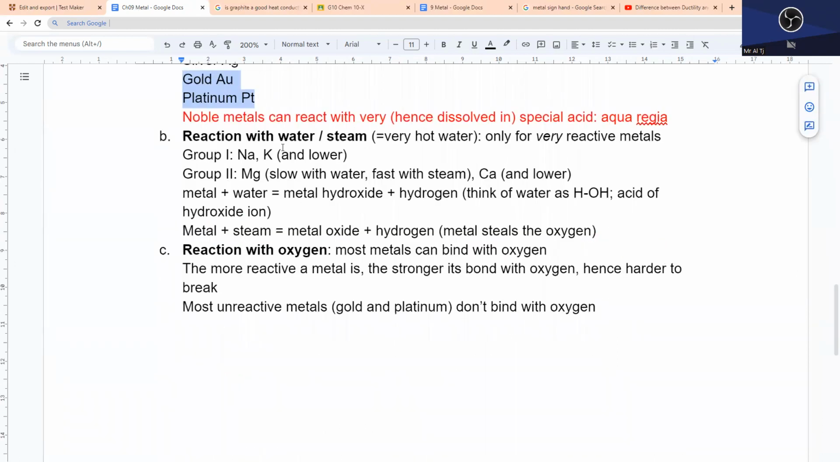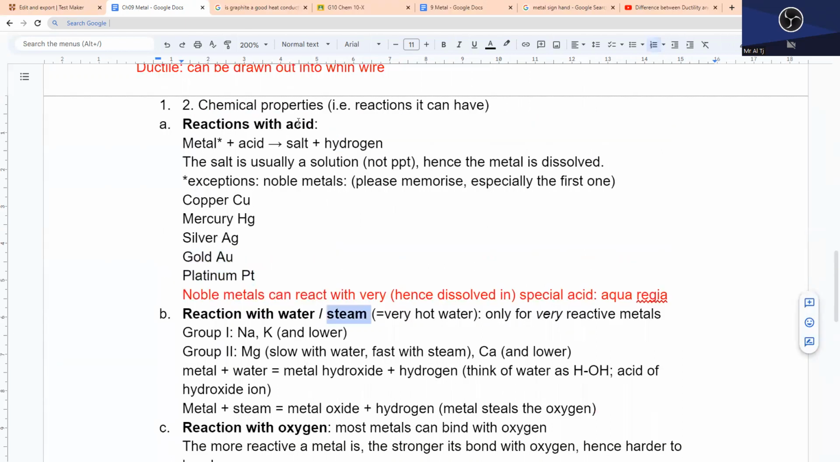Next we have the reactions with water or steam. In this case, think of steam like very hot water, so hot that it becomes a gas. Now, water in general is not a reactive substance, unlike steam, unlike acid. Acid is a reactive substance.